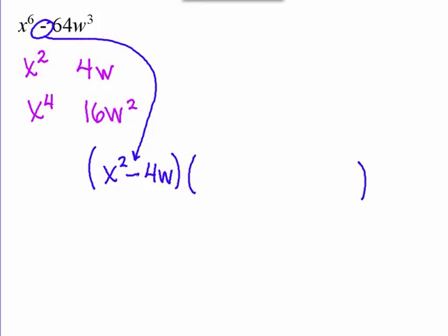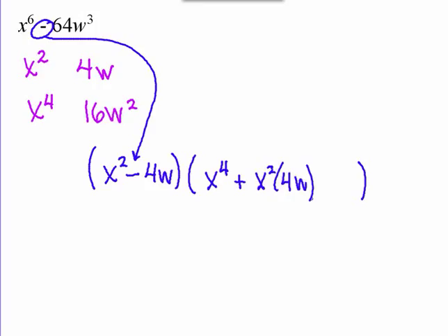What comes first here? X to the 4th. What sign will I have? Plus, because remember, it's always opposite whatever your first sign was. What goes in the middle here? X squared times 4w. That's row 1.